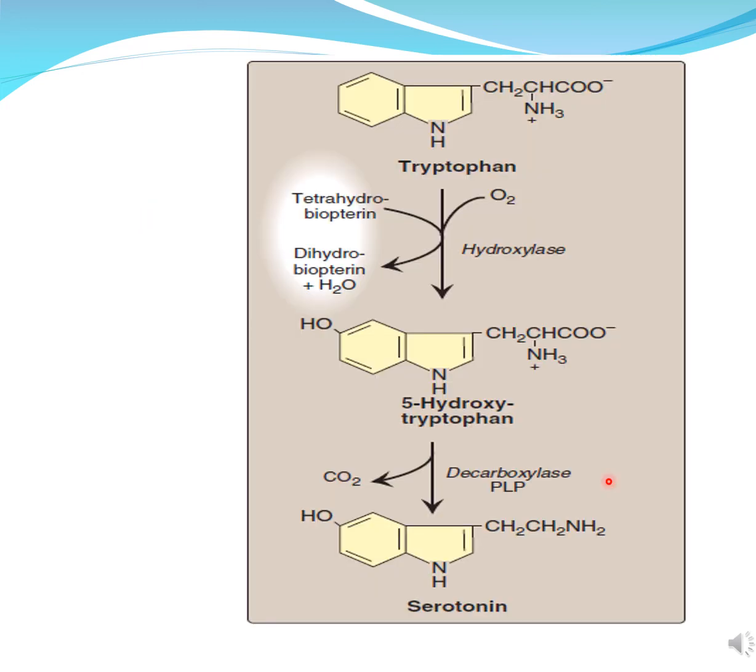This diagram shows this reaction. Tryptophan, by hydroxylation, is converted into 5-hydroxytryptophan. Also, tryptophan hydroxylase requires tetrahydropterin, like phenylalanine hydroxylase. Tetrahydropterin is an important coenzyme. 5-hydroxytryptophan then loses its carboxyl group. This carboxyl group is removed, and we have serotonin, 5-hydroxytryptamine.